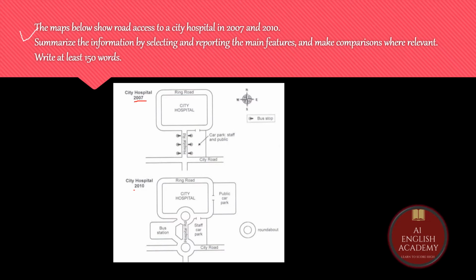Okay, there are two diagrams, there are two maps. One is of City Hospital 2007 and the other is City Hospital 2010. On the right side of the diagram, directions are given. These are the bus stops, okay, and two roundabouts are there. So we can easily find out that there are various changes which had taken place in both the maps. Let's do it step by step.